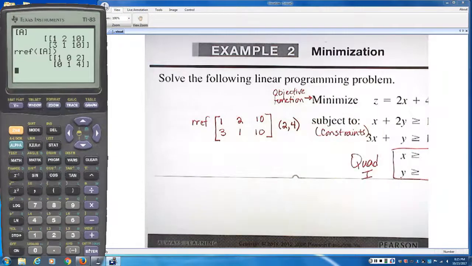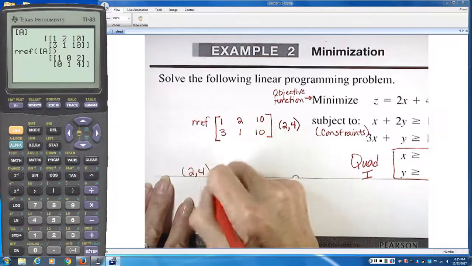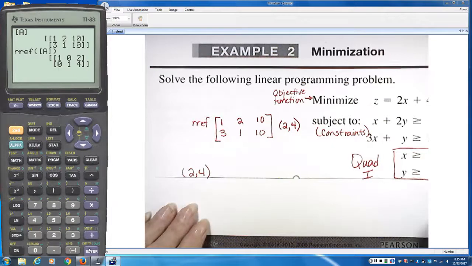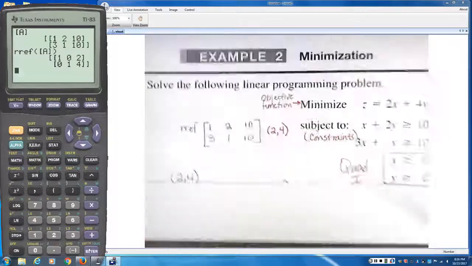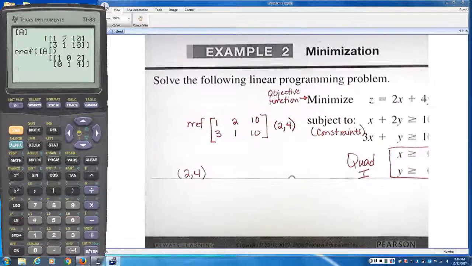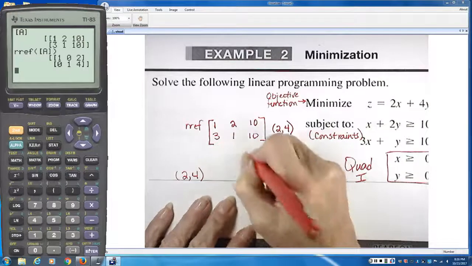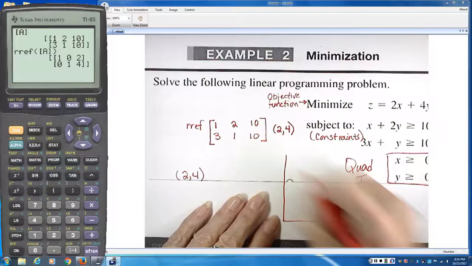So that's going to be my intersection point. That's going to be one of the corner points. I already know that up front. Now without graphing, I don't know what the others are. So I need to go to a graph. And we're just going to do a sketch of one here. So limiting it to quadrant 1.